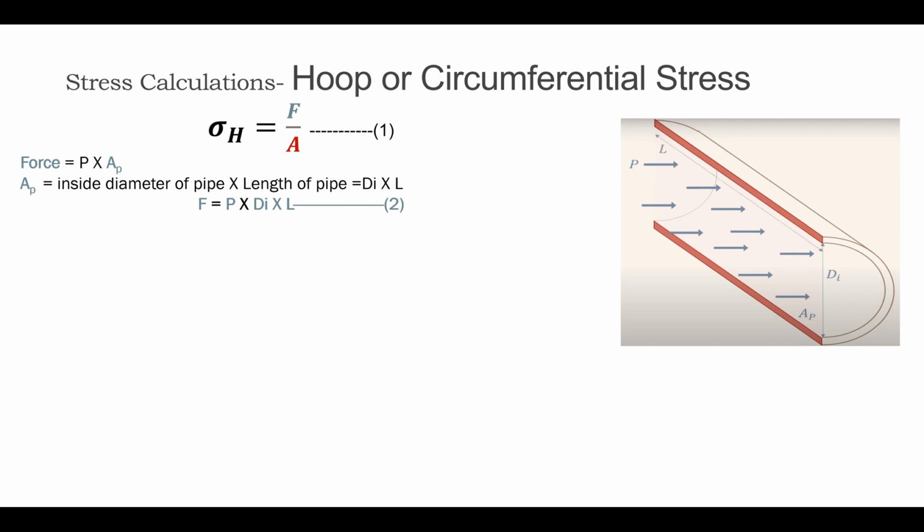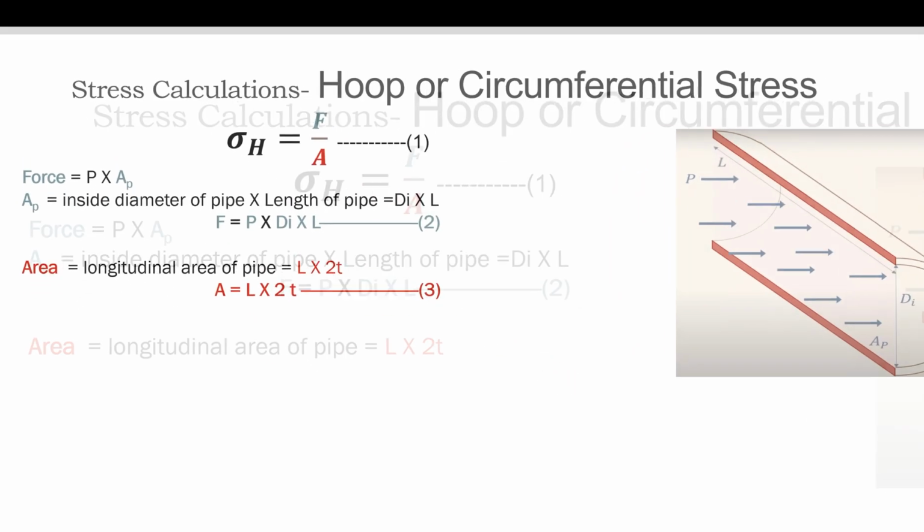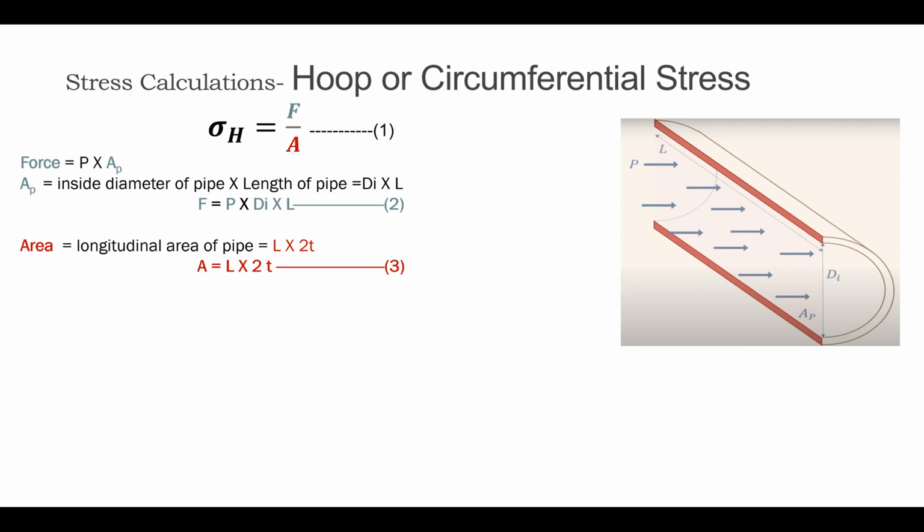Let's calculate the area that will fail due to the circumferential stress, or the hoop stress. It is the longitudinal area of the pipe, which is highlighted in red in the picture, as you can see. This area shall experience the stresses that are trying to break the pipe into two halves. This longitudinal area is equal to the total length of the pipe multiplied by the thickness of the pipe. 2T means two thicknesses, the upper thickness and the lower thickness, when we cut the pipe into two halves. So here the area is equal to L into 2T.